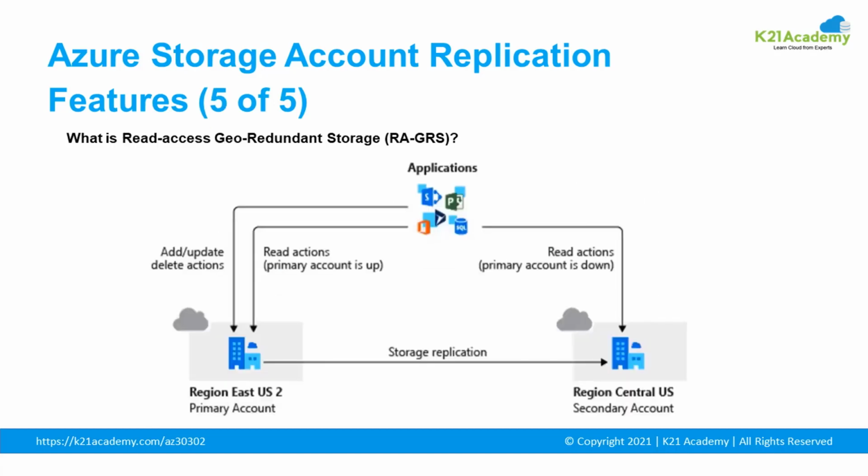Now we have RAGRS. Geo-redundant storage provides 16 nines, I can count them. Anyways, that's an increase over ZRS. I think it's 16 nines, I'll count that and confirm. That is the percent durability, because it replicates the data and objects to a secondary region.